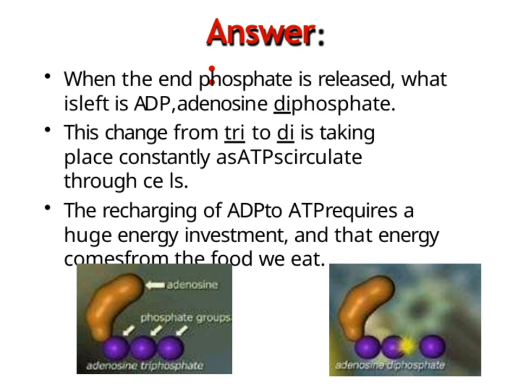This change from ATP, which has 3 phosphates, to ADP with 2 phosphates, is happening constantly as ATP circulates through our cells. It's a really dynamic process, and it's essential for providing the energy our body needs for various functions. Recharging ADP back into ATP requires a significant energy investment, and that energy comes from the food we eat. So, in a way, our food fuels this cycle, allowing our cells to keep working efficiently. This continuous cycle of breaking down and recharging ATP is at the core of how energy flows within our bodies.